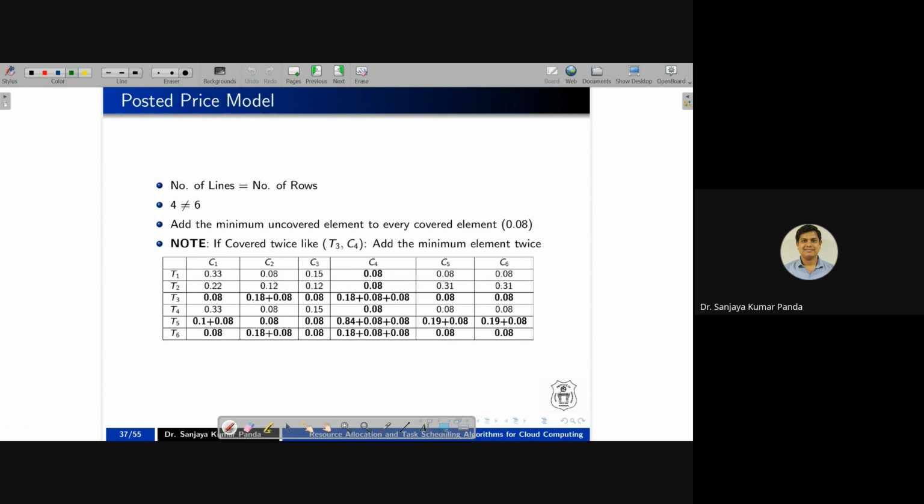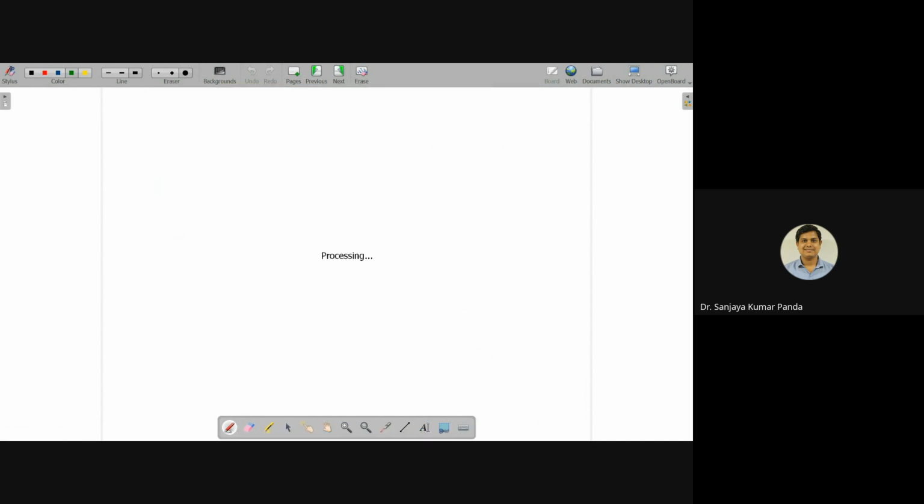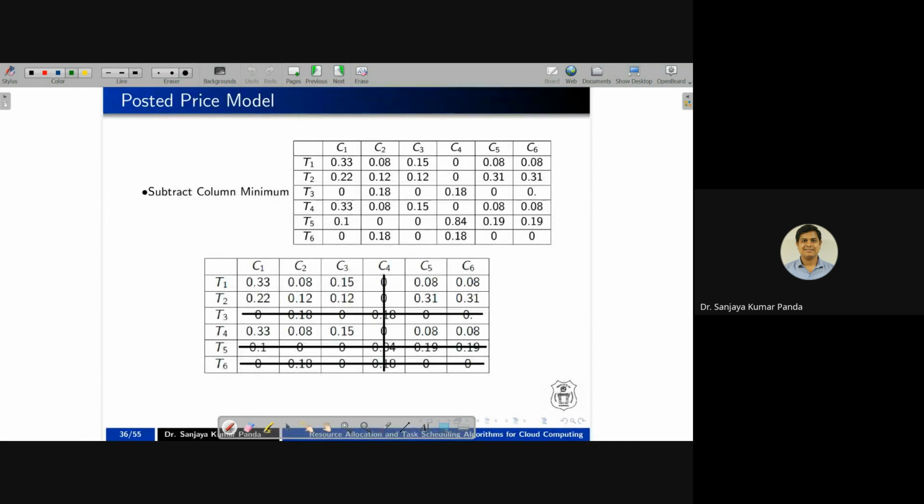So what you have to do? There is a mismatch. So if there is a mismatch, add the minimum uncovered element to every covered element. Which one is the uncovered element? Those elements that are not struck out are called uncovered elements. Which one is the minimum uncovered element?